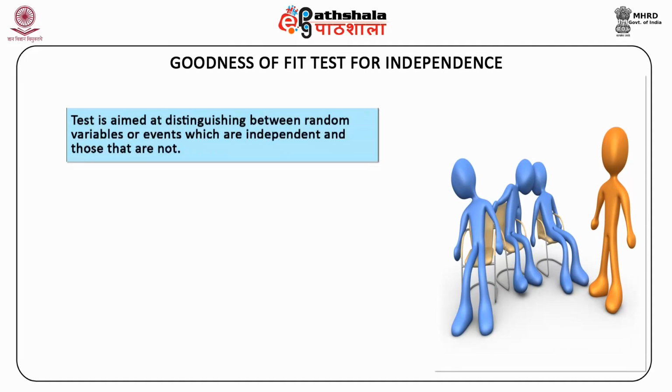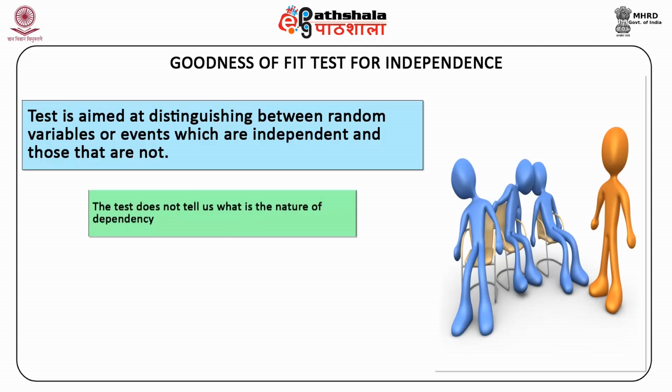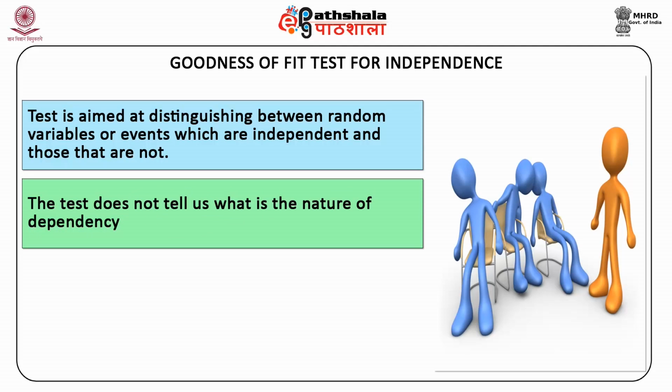Now we will talk about the goodness of fit test for independence. This category of tests is aimed at distinguishing between random variables or events which are independent and those that are not. If the test reveals that two random variables are not independent, then we can conclude that they are associated. However, the test does not tell us the nature of the dependency. The test can be applied to random variables which can take numerical values as well as to attributes which are characterized by mutually exclusive categories.